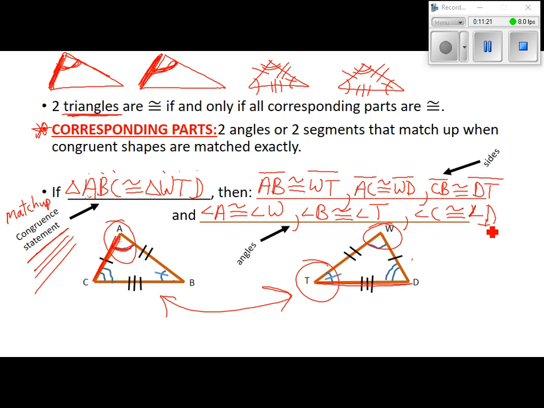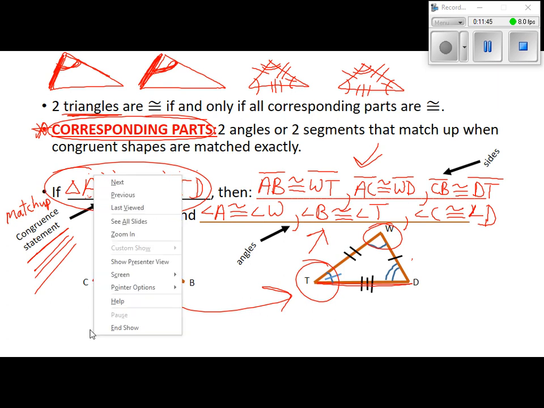So anytime we know that two triangles are congruent to each other, then we know all of this information that we just wrote down. All those pairs of segments are equal to each other, congruent to each other, and all those pairs of angles are congruent to each other. All the corresponding parts, all the parts that match up, are equal to each other. Lots of information.